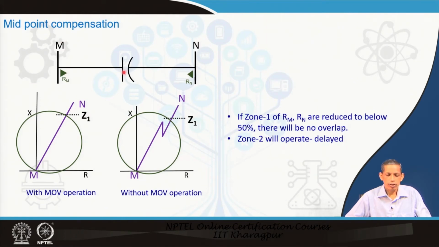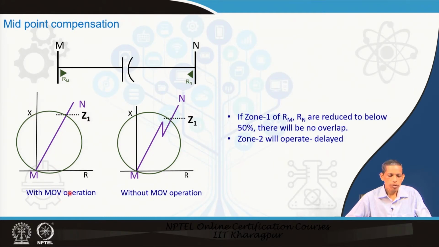Now, suppose the capacitor is at the midpoint, then we have bus M and bus N, and then we have relays at both ends, interconnected system, distance relay. We are considering R M first, and similarly we can see it from the R N side because of the symmetry.